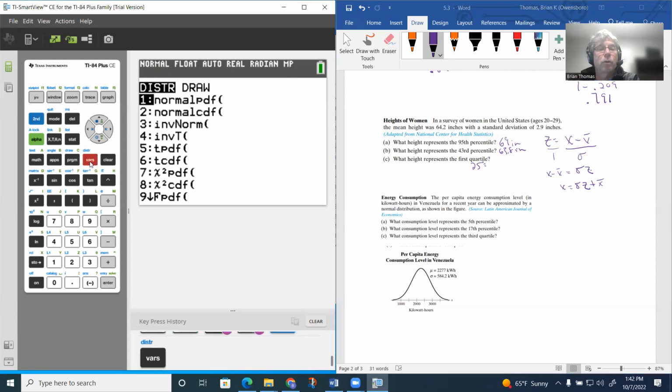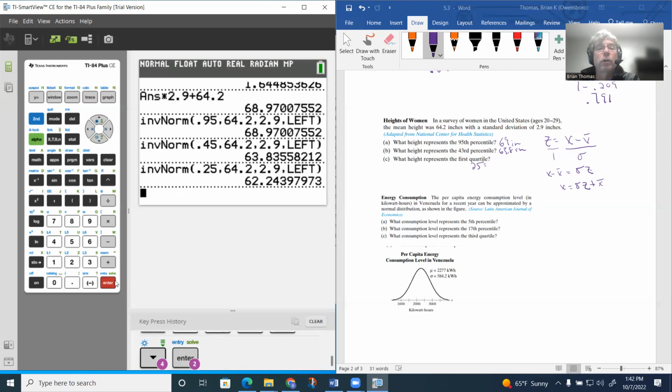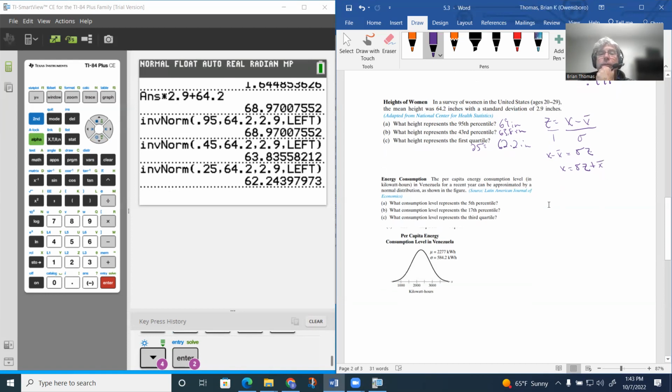So we're going to still be able to use the cumulative, but we're going to use number 3 and go backwards. So we use 0.25 for quartile. The standard deviation and the mean, 64.2, stay the same. The 2.9 stays the same. So if we go that way, we should get 62.2 inches as an answer. So that would be those answers there. So we actually could still use inverse normal. In here, though, we have to actually put the mean and the standard deviation in. Or again, we could use this formula to find the z-score and then apply the formula to it.